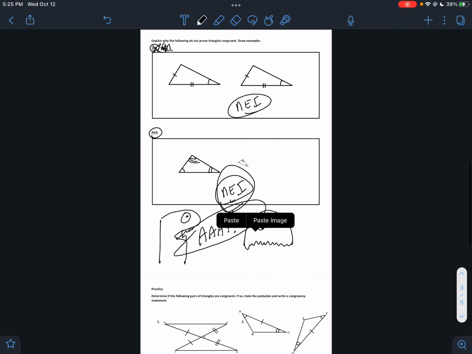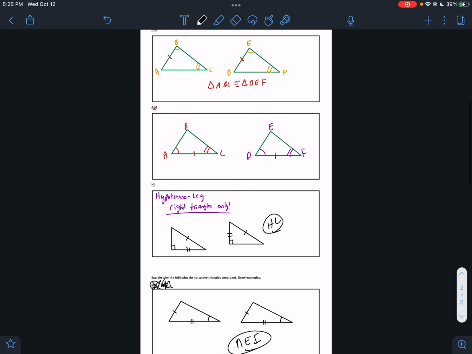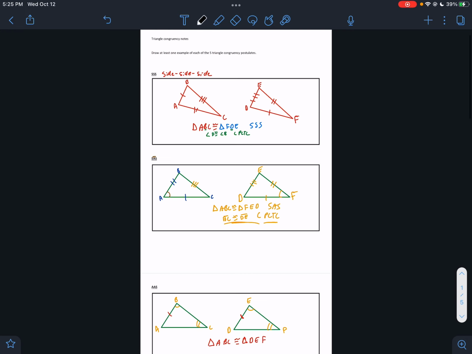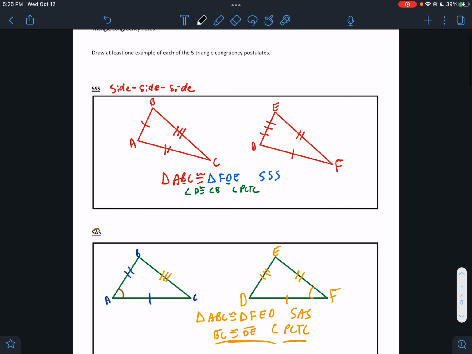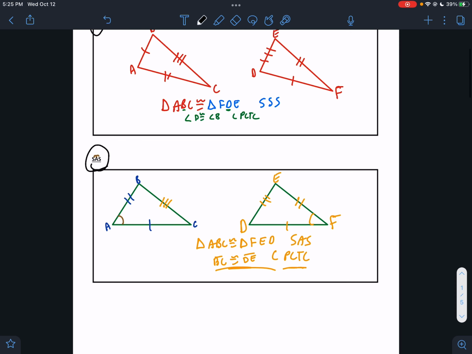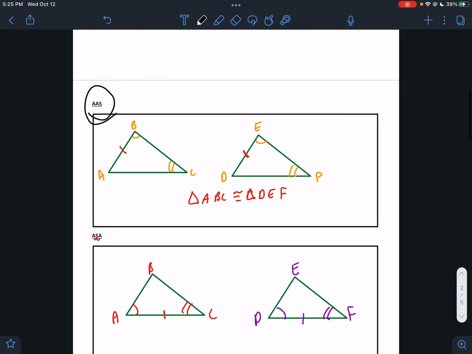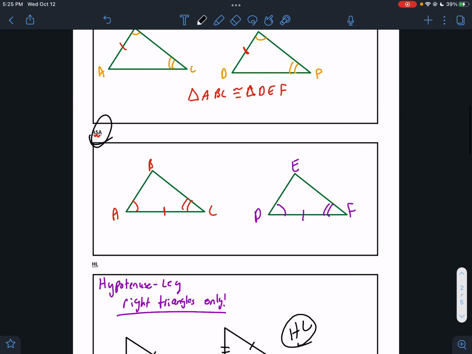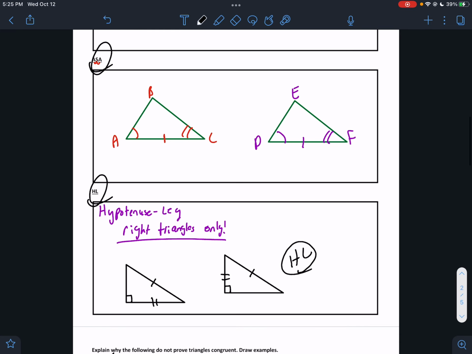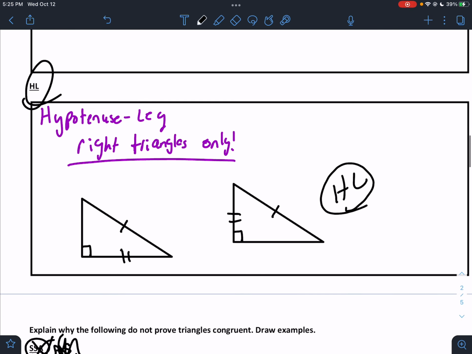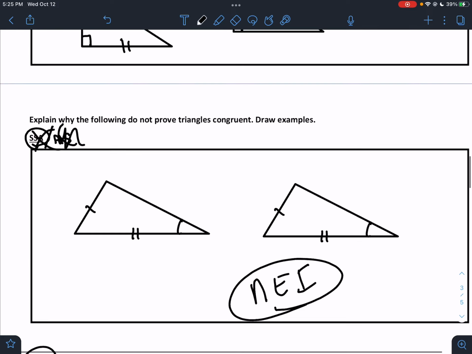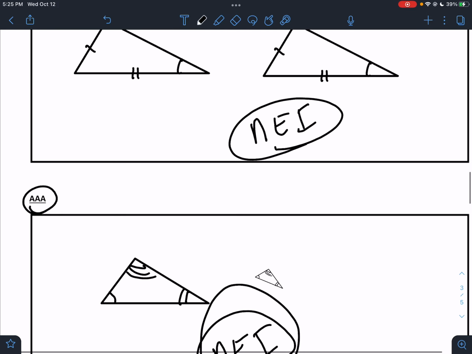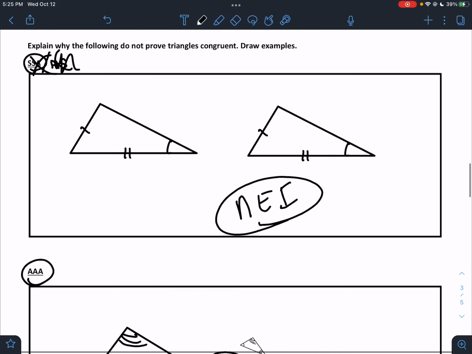Whew, we feeling pretty good, guys? So, we have 5 methods that prove congruence. SSS, SAS, AAS, ASA, and HL. 4 of them we can use anytime we want. The 5th one we can use only on right triangles. These 2 do not prove congruence. You cannot write them as answers.